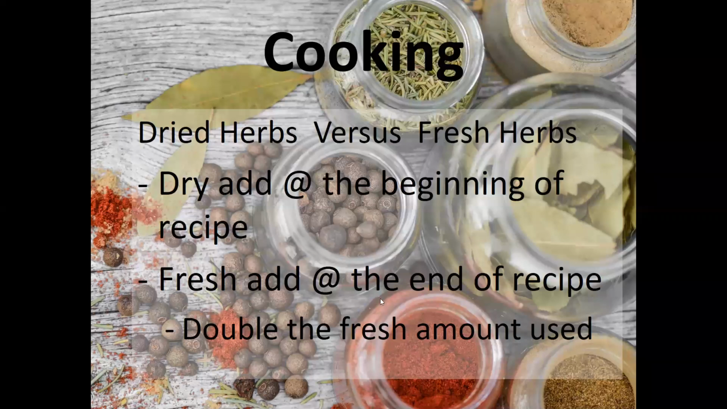And if you have a recipe that calls for a certain amount of dried herb, like a teaspoon of dried herbs, then you would want to double that to make up for using fresh herbs. So instead of a half a teaspoon, it would be a whole teaspoon. So just some quick tips on actually cooking with herbs.